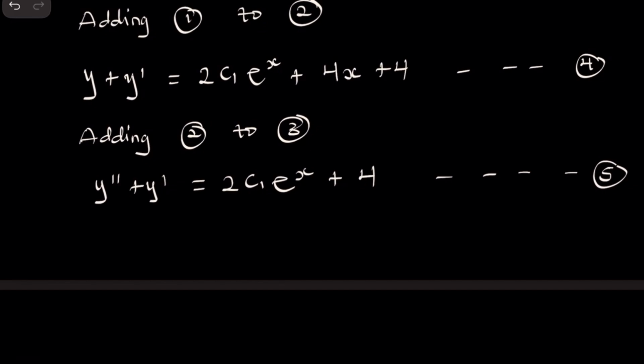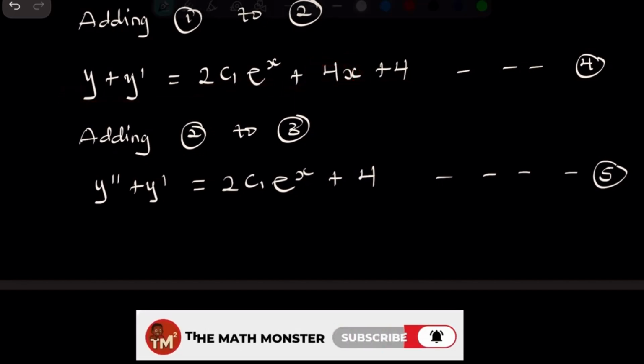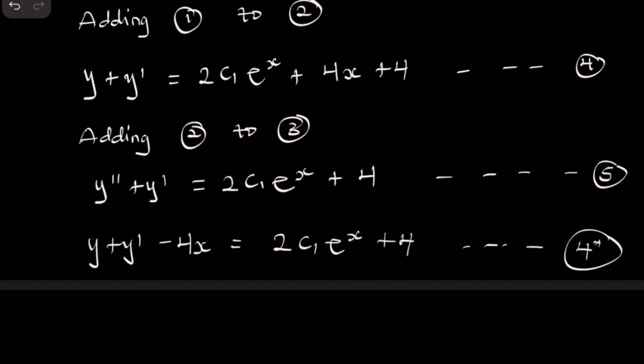Let's focus on the right hand side of equation 5. We have it to be 2c1 e^x plus 4, of which we have the same expression on the right hand side of equation 4. That's 2c1 e^x plus 4. So we can move this guy to the left hand side of equation 4, right? So we can rewrite equation 4 as y plus y prime minus 4x is equal to 2c1 e^x plus 4. So let's call this guy equation 4 star. We just rewrote equation 4, right?